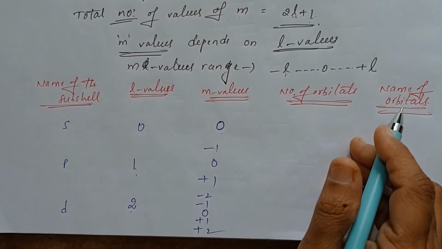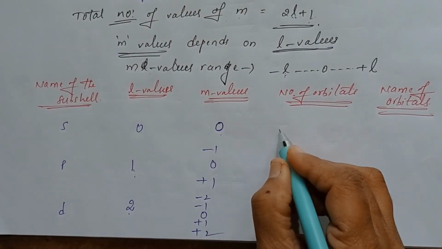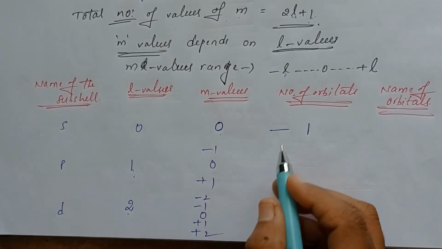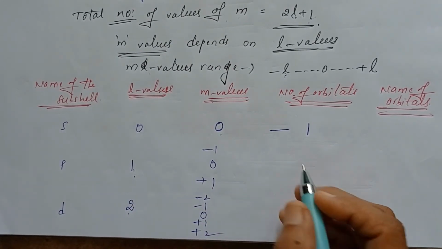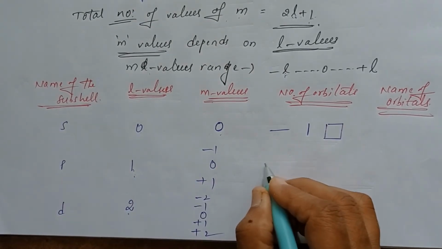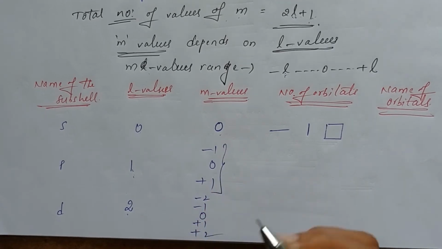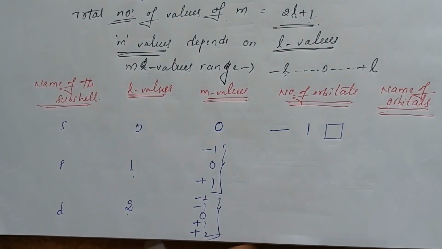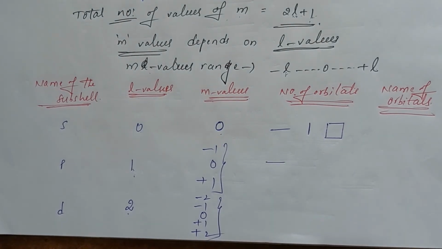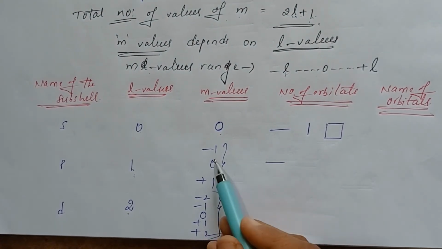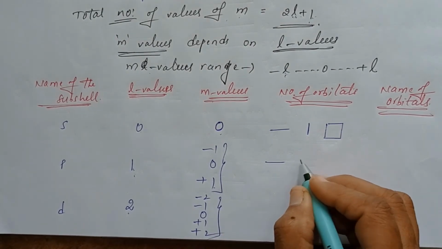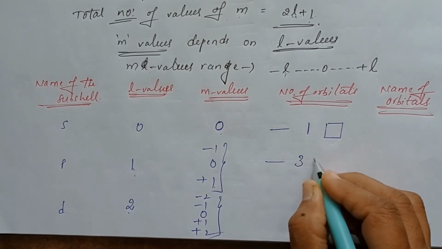Number of orbitals. In s subshell, how many orbitals will be there, students? Only one orbital. In p subshell, how many orbitals? How many m values? 3, so that's why you will get the number of orbitals as 3. Are you clear? So three orbitals you will get.